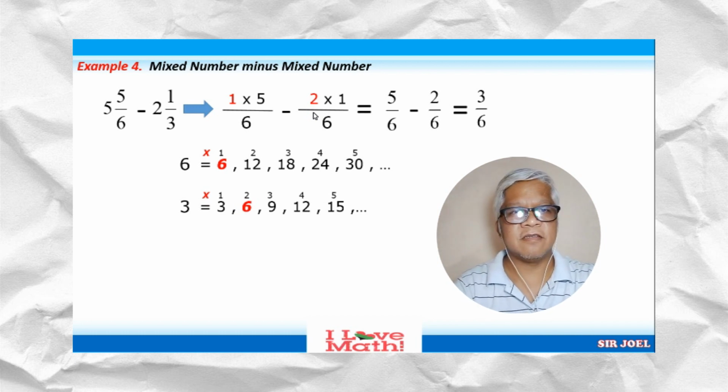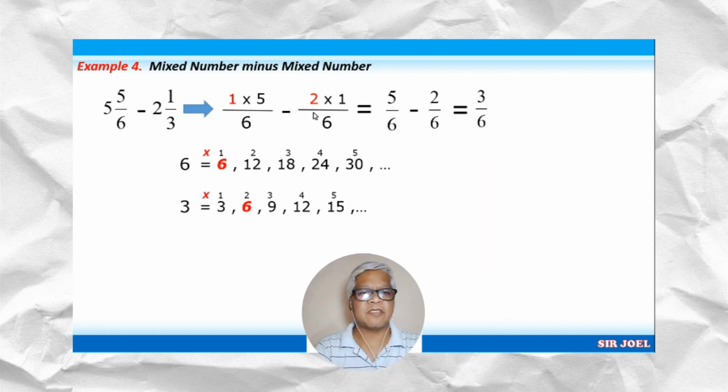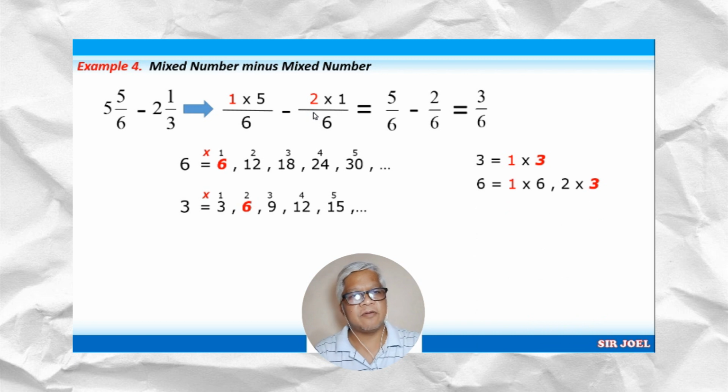Another question, ang 3 over 6 ba ay naka-lowest term? So, kuhanin ang factors ng 3 and 6. What are the factors of 3? So, 3 can be obtained through 1 times 3. Therefore, the factors of 3 are 1 and 3. Factors of 6 can be obtained through 1 times 6 and 2 times 3.